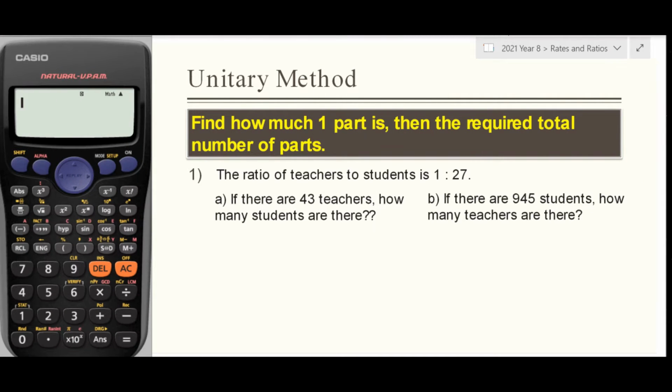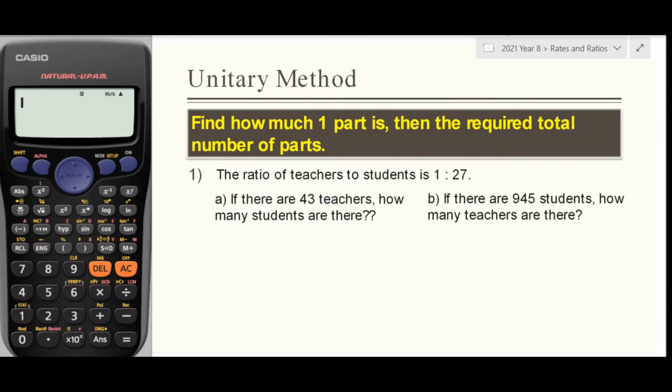In this video, you're going to learn a method that's called the Unitary Method. It is similar to the Unitary Method that we used in the topic of percentages, and that involves finding how much one part is, then the required total number of parts.